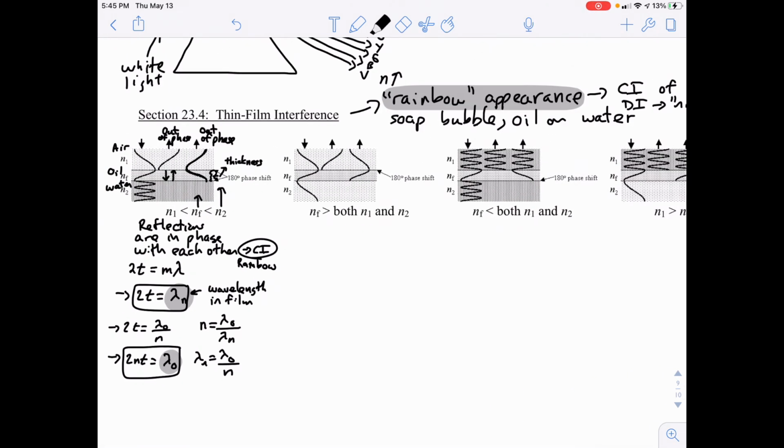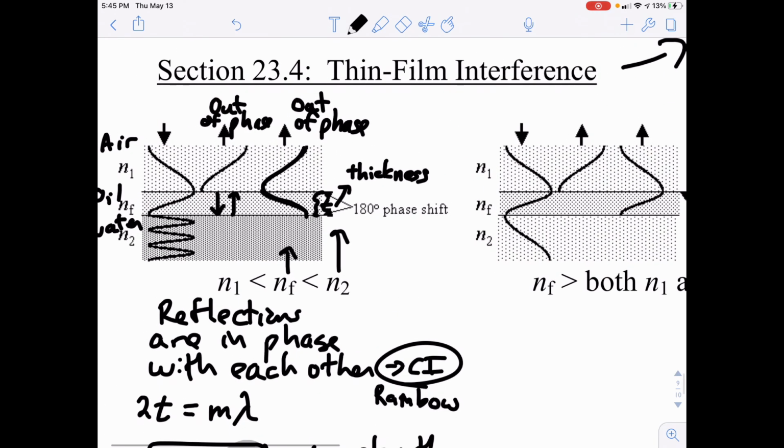Now let's look at the other cases and see what the equation is that we derive. And you always want to try to derive the equation. Don't memorize it. Try to derive the equation based upon how the reflections are interacting with each other. Compare the reflections to each other.